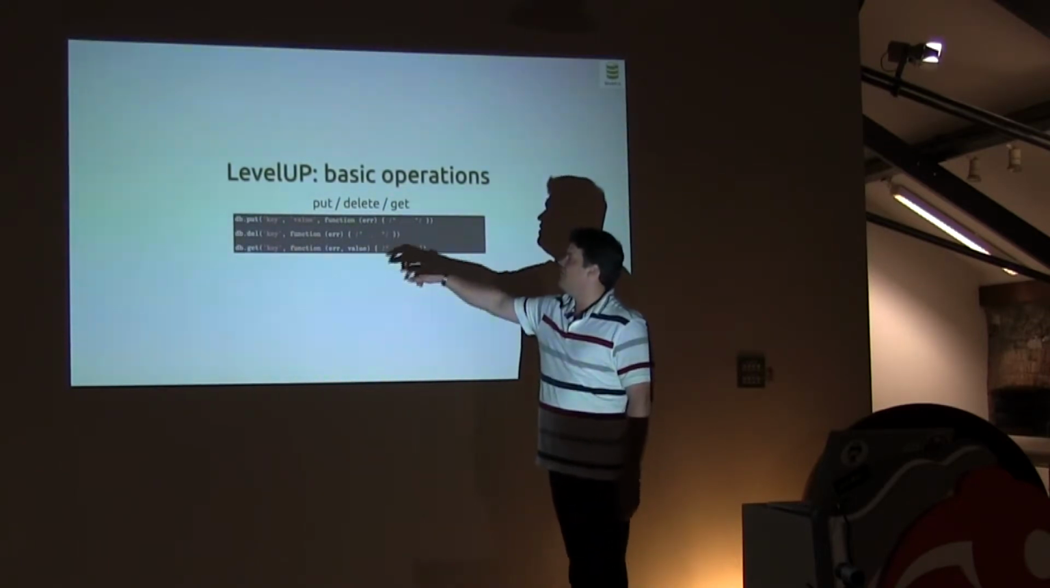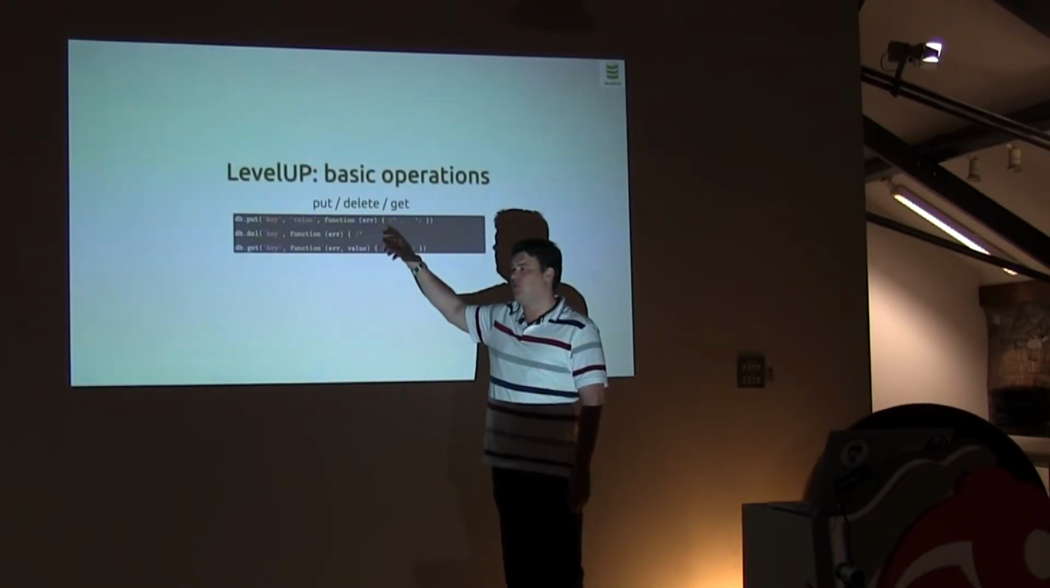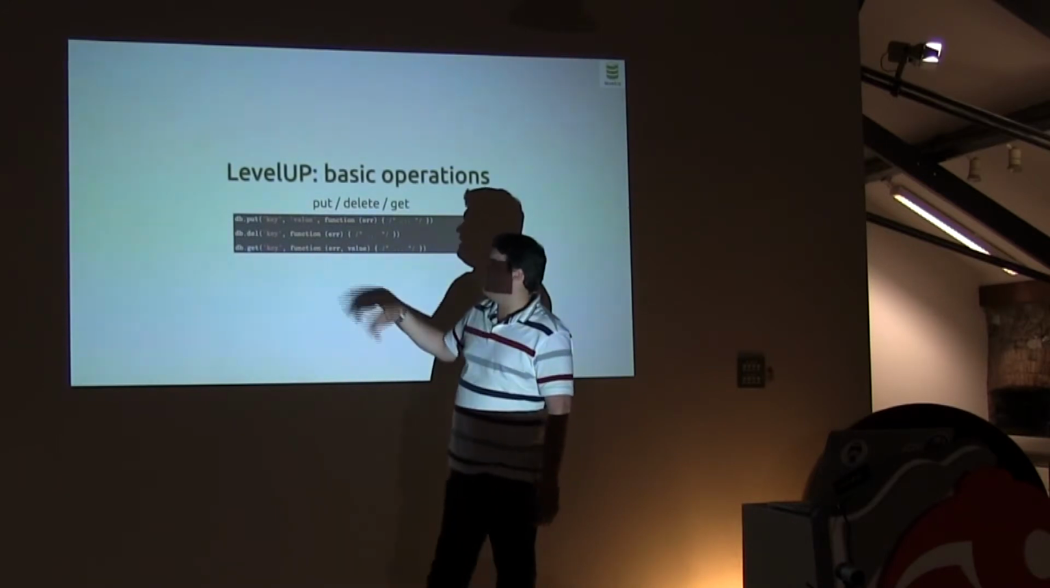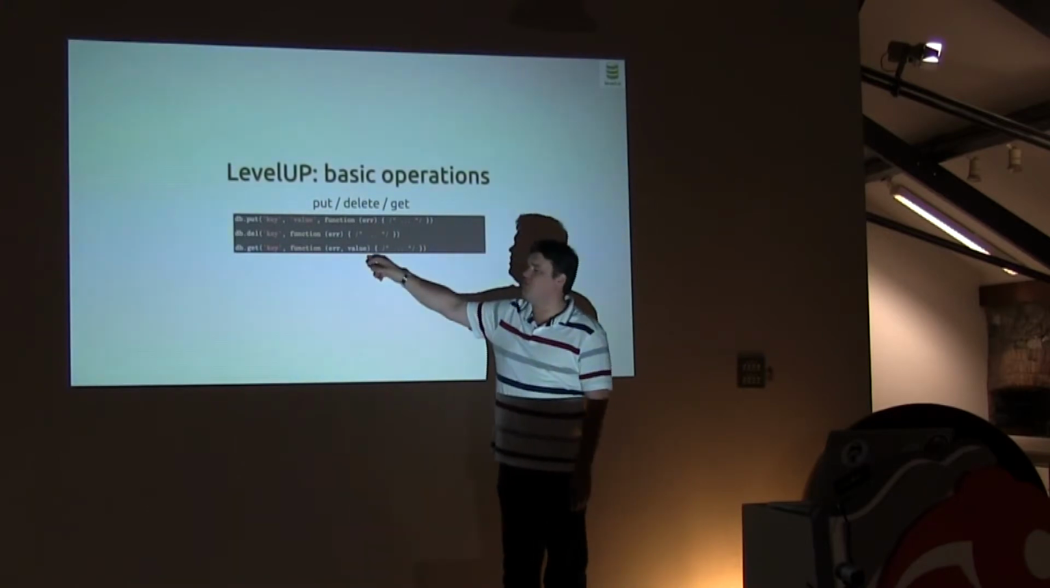Basic operations, it's pretty straightforward. Put: give a key and a value, and you can have an optional callback that may have an error that you can deal with. Delete, just give a key, delete it. Get, give it a key, expect a value on your callback.